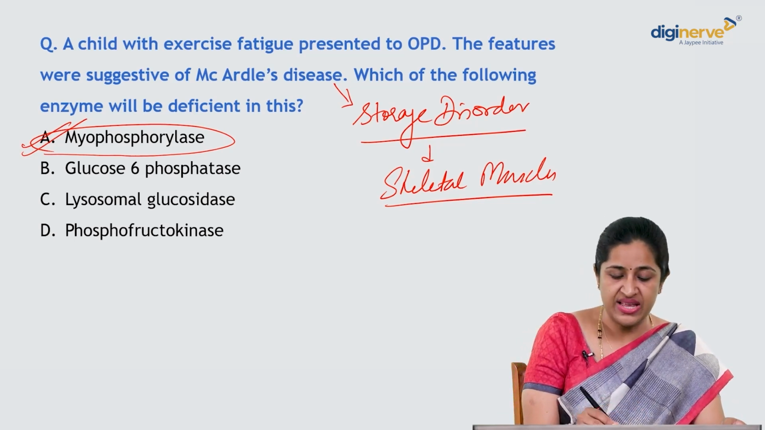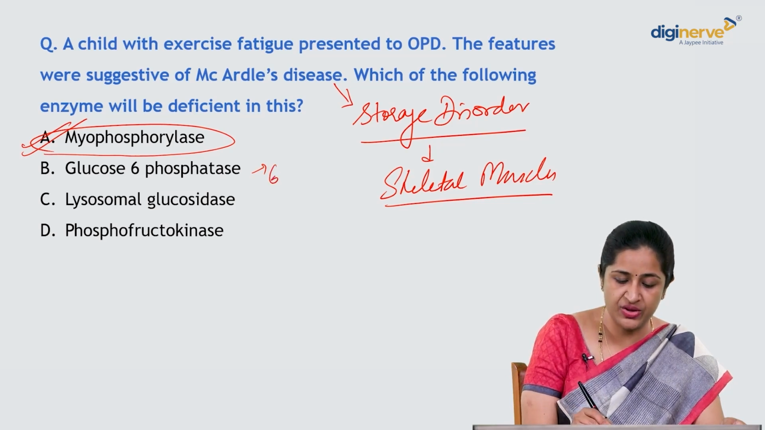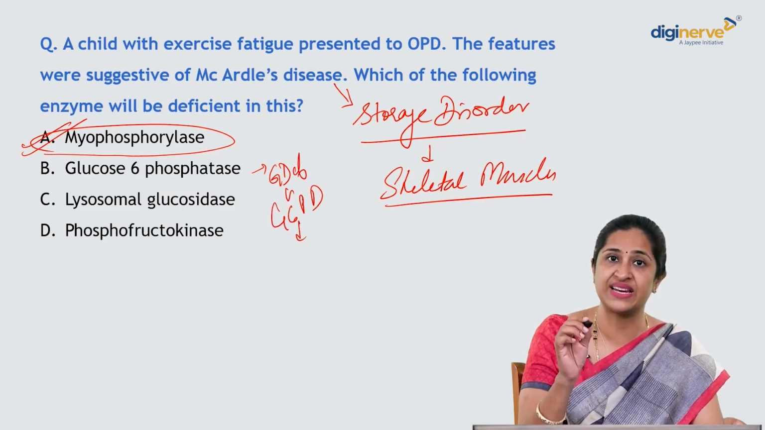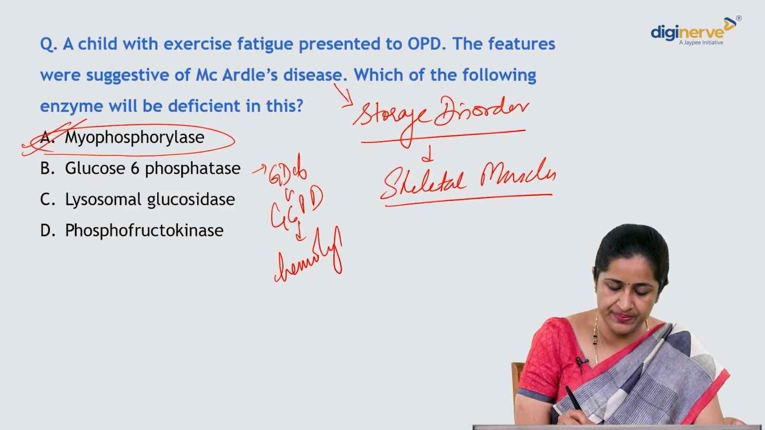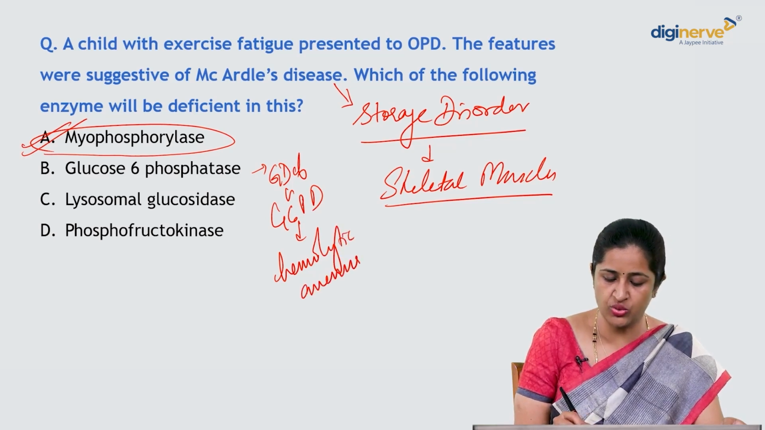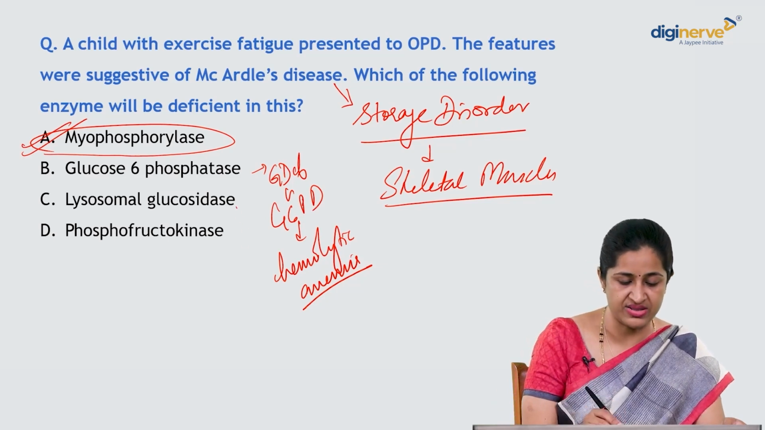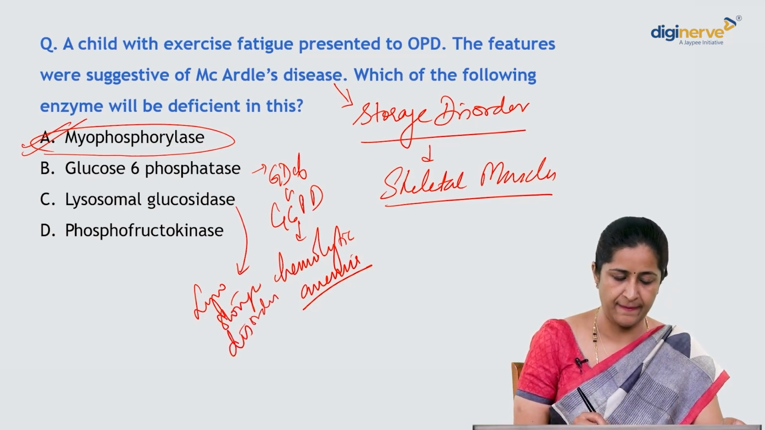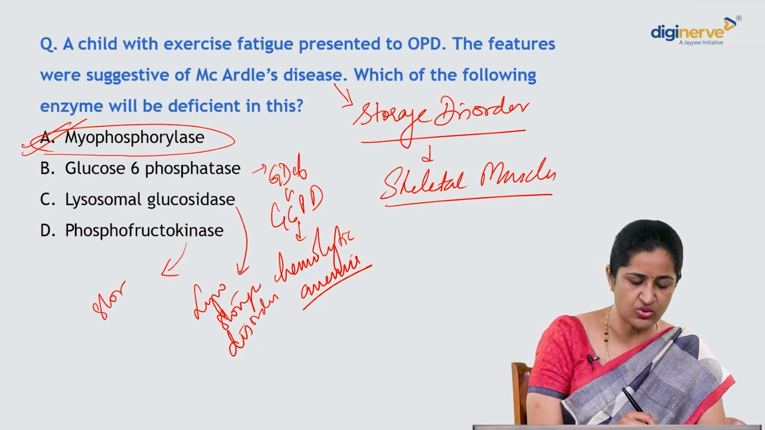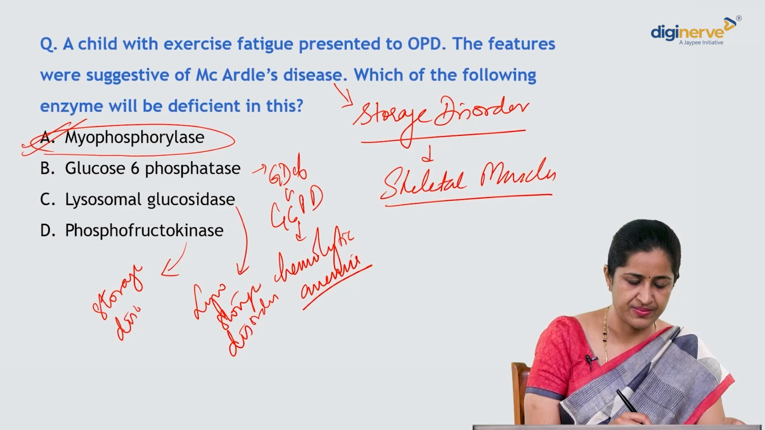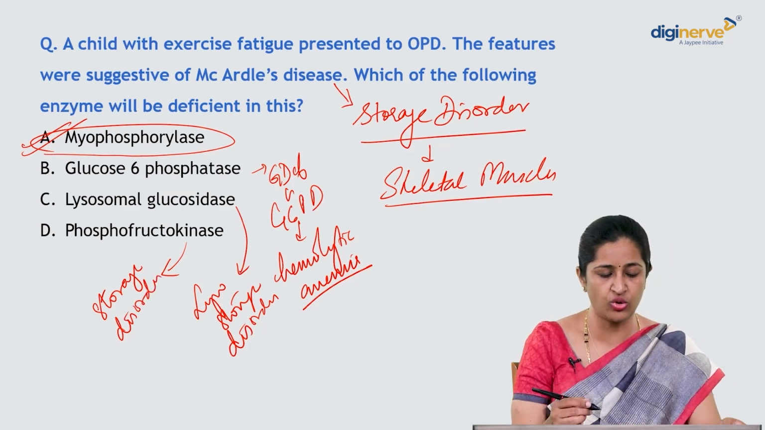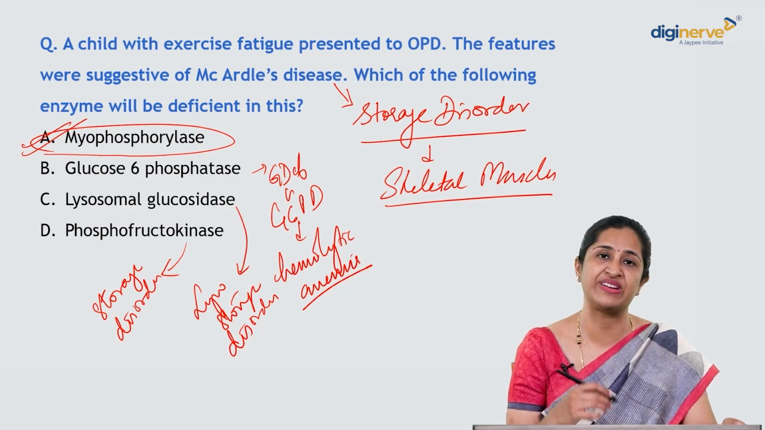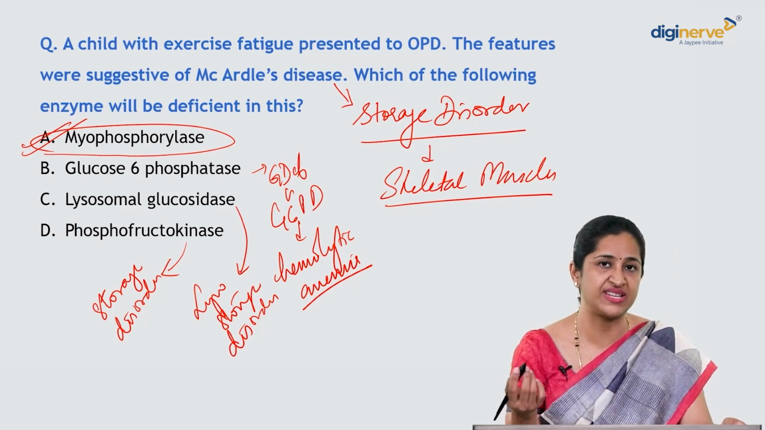Glucose 6-phosphatase. This glucose 6-phosphatase is seen where? Glucose 6-phosphatase deficiency. It is G6PD, classically for hemolytic anemia. So it has nothing to do with exercise fatigue and features of McArdle's disease. Lysosomal glucosidase. This is for lysosomal storage disorders. Phosphofructokinase, another storage disorder. But all these, lysosomal glucosidase, phosphofructokinase, all affect the liver and the CNS. The child will not just have exercise fatigue.